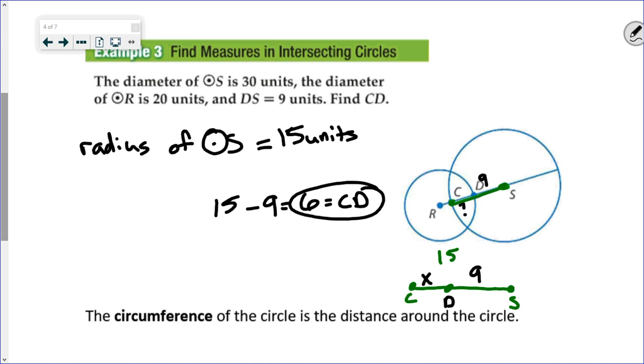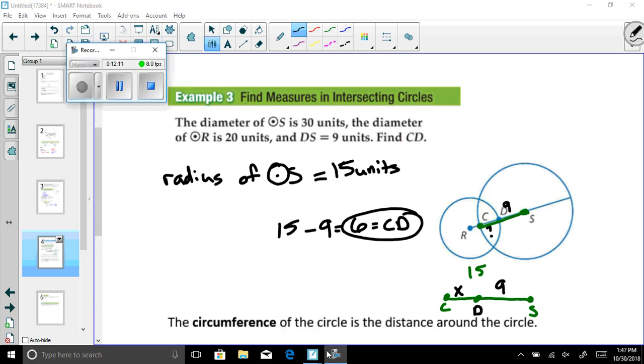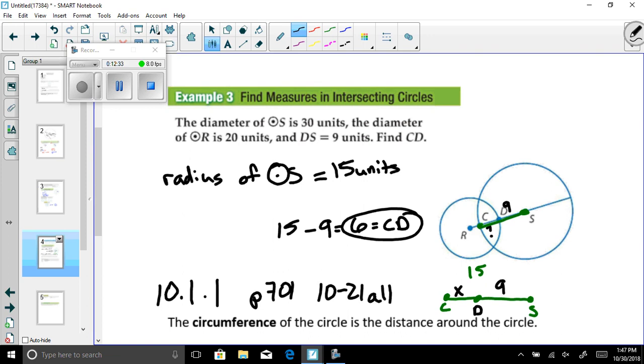Let's continue on here. Just give me one moment. Yeah, we're about at 12 minutes, so this will be a good stopping point here. Let's make this 10.1 part 1. Let's go to page 701, 10 through 21, all of them. That'll be a good stopping point for today. You guys can do that as your assignment. We'll continue on with 10.1 in another video and finish up some stuff.